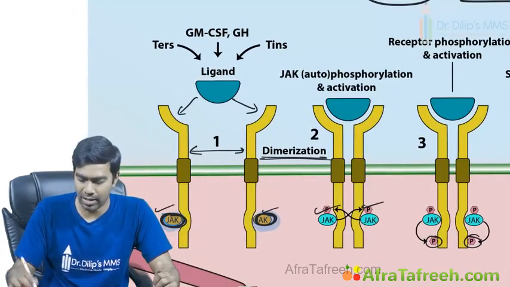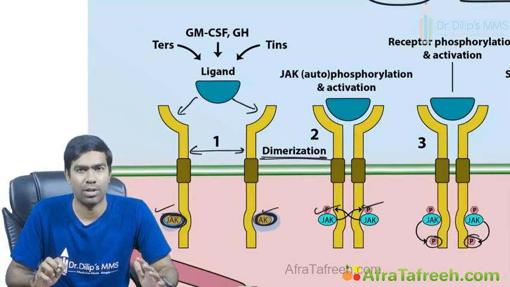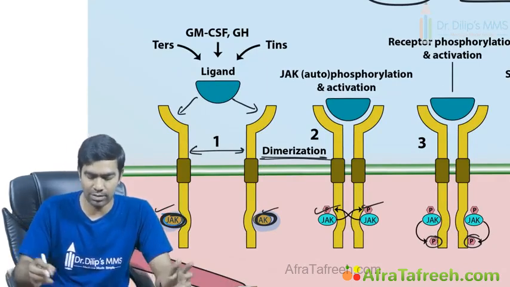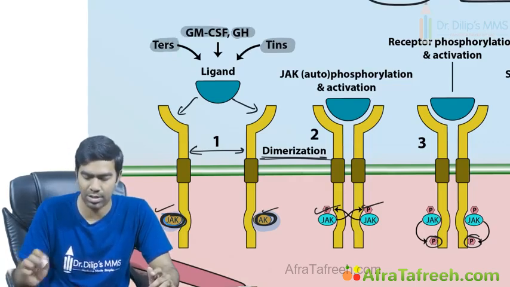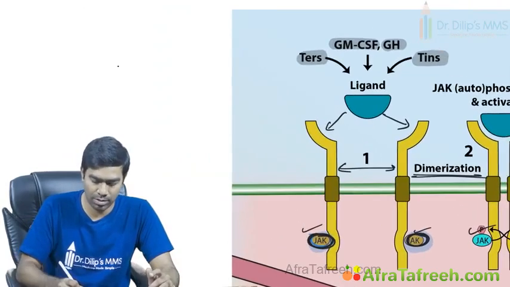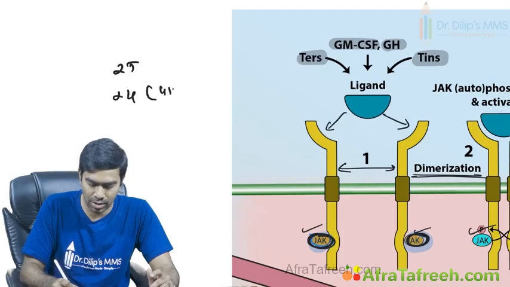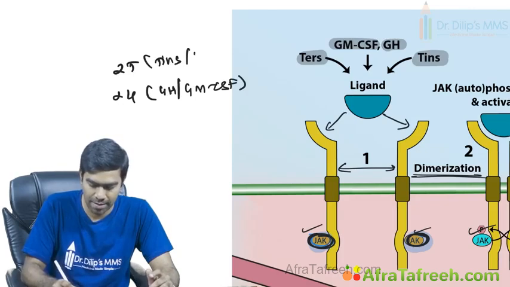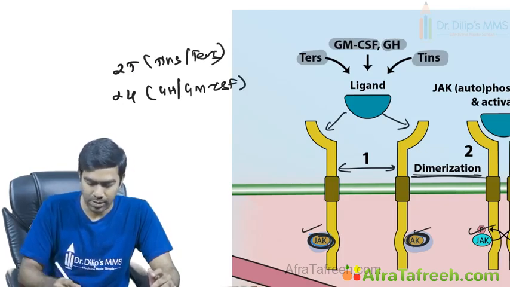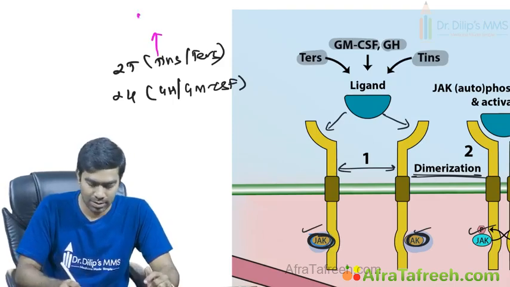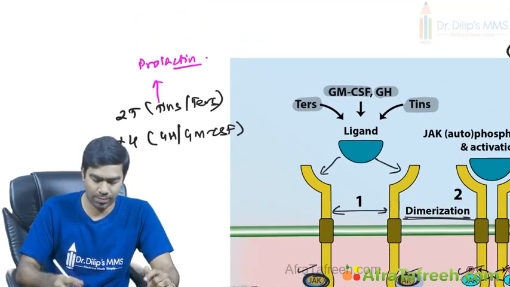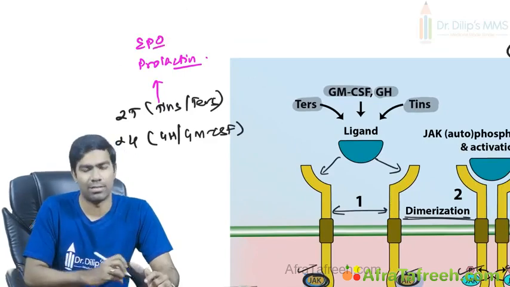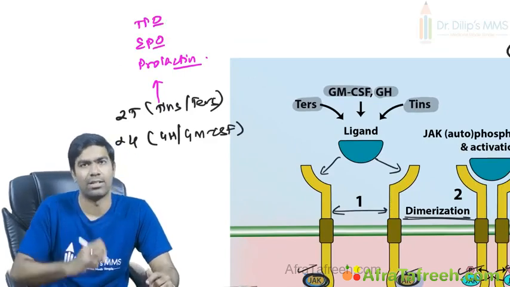Fine. These are the ligands for this JAK-STAT pathway, or this non-receptor tyrosine kinase. I give a simple mnemonic: TINS, TERS, GM-CSF and GH. So you can remember it as 2 T's and 2 G's. The 2 G's are growth hormone and GM-CSF, and the 2 T's are the TINS and the TERS. What are the TINS? Guess. Prolactin. Clear? Some examples of a TIN: erythropoietin, thrombopoietin. So these are the TINs.